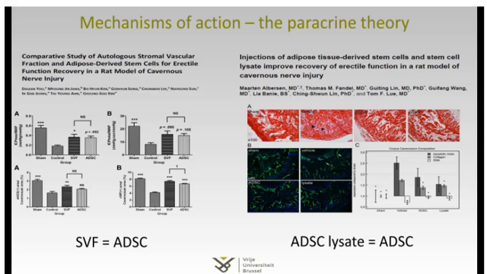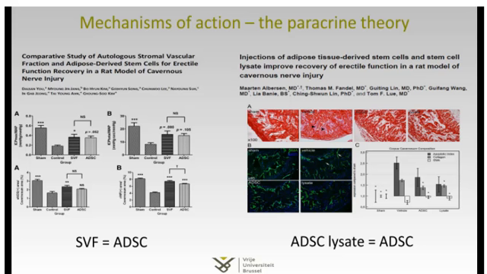So we see a correspondence between the stromal vascular fraction and the adipose-derived stem cells. In the paper on the right, you see a very nice study where they used the injection of adipose-derived stem cells for treating the erectile function, but they did two groups. In one group, they transplanted the adipose-derived stem cells, and in the second group, they took the same stem cells and they lysated them before transplanting. So they basically put a cocktail, not the cells.